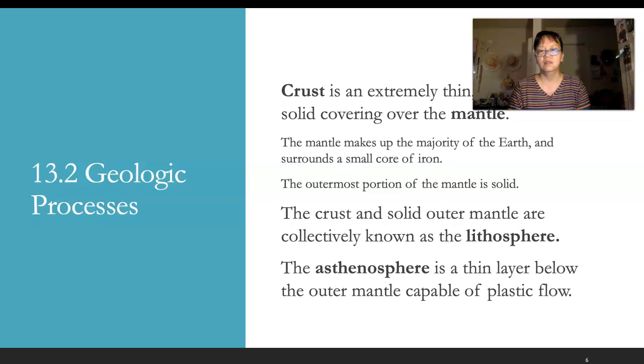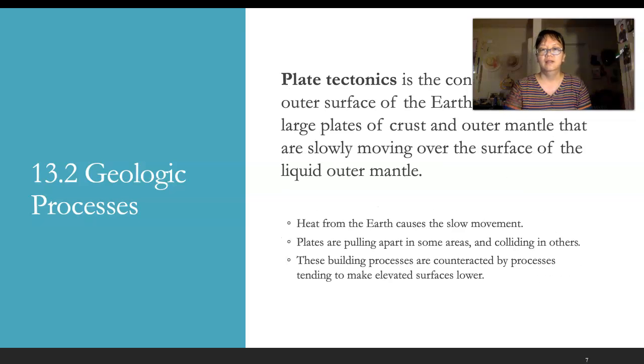And this is a study slide to help you understand those concepts. I definitely require you to know that plate tectonics is a concept that the outer surface of the Earth is made of large plates of crust and outer mantle that are slowly moving over the surface of the liquid outer metal. And that's the reason the surface is moving. The heat from the Earth causes the slow movement.